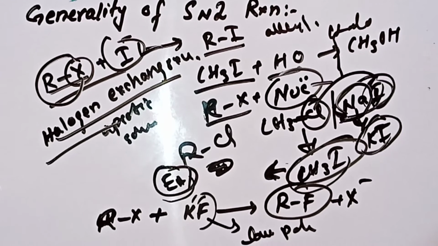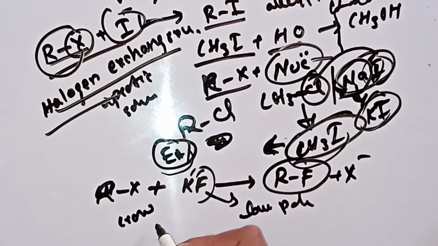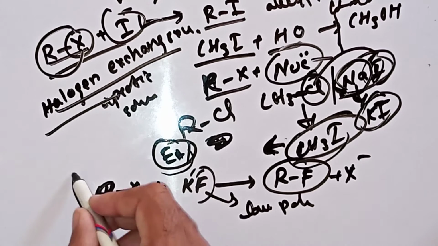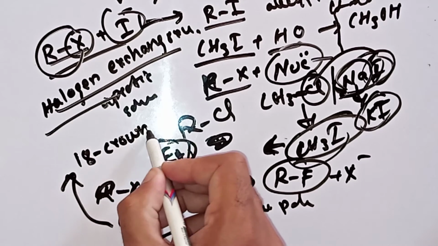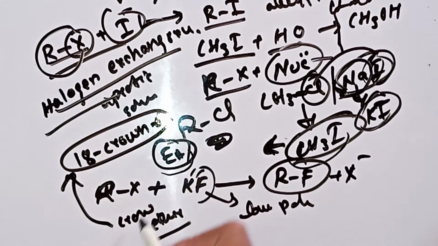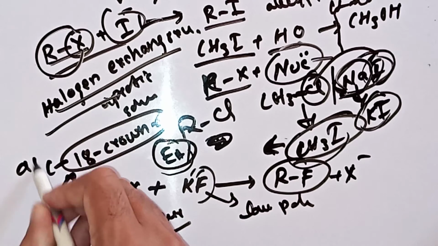But when we use a solvent like a crown ether, the crown ether is also called 18-crown-6. It is an aprotic solvent.